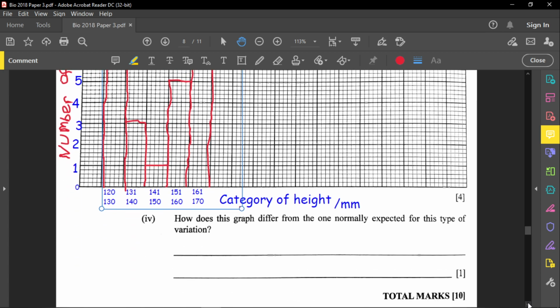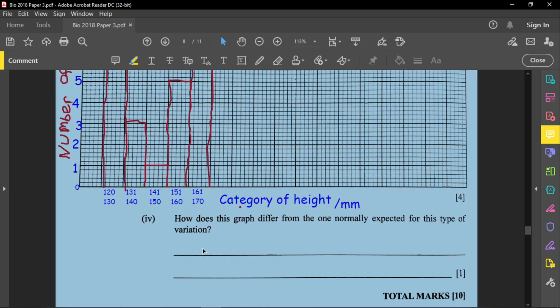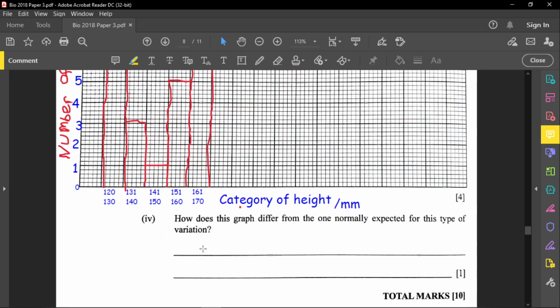The question here said, how does this graph differ from the one normally expected for this type of variation? Again, this is a continuous variation, which means among a species, you will see differences. What is so different about this graph from other continuous variation graphs is that the higher and lower extremes are normally the lowest. But in this one, they are the highest.